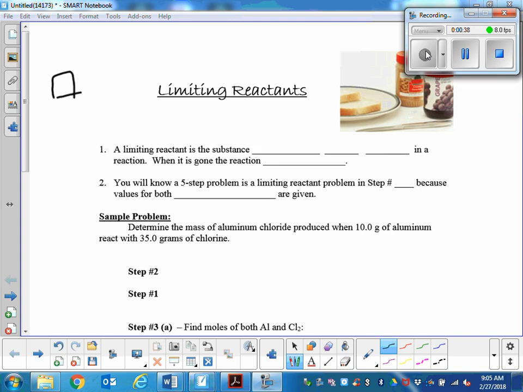So, I'm going to make a cheese sandwich. I have 2 slices of bread. Okay. I have 3, let's say this is Swiss cheese.